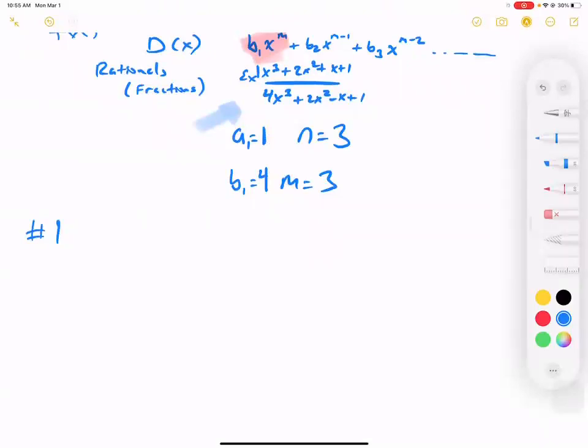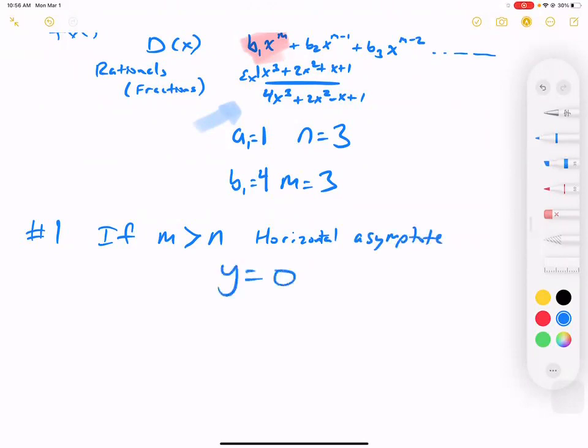And here's the rule. The rule is if m is bigger than n, horizontal asymptote, y is equal to 0. First rule, we have only three rules when it comes to horizontal asymptotes. You look at the exponent, and if the exponent in the denominator is bigger, we have a horizontal asymptote at 0.